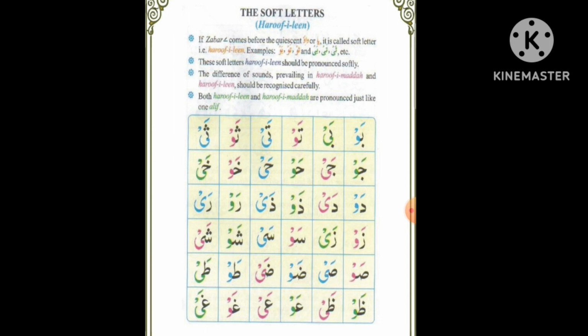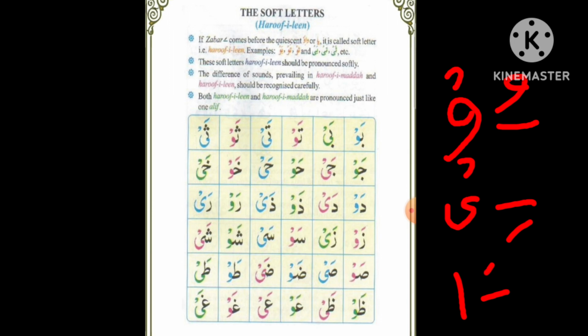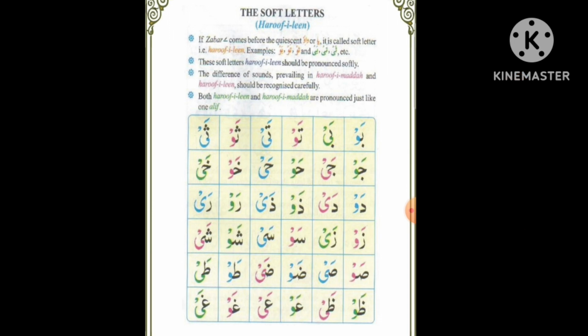As you can see, in the madda, the long vowel sounds, we also had the quiescent waw and quiescent ya. But don't get confused between the leen and madda, because in madda the harakat were changing. Before the quiescent waw it was pesh, before the quiescent ya it was zer, and before the alif it was zabar. But here in the leen, the soft letters, it is zabar before both waw and ya. Before the quiescent waw there is zabar, before the quiescent ya also there is a zabar. So this is called the leen.